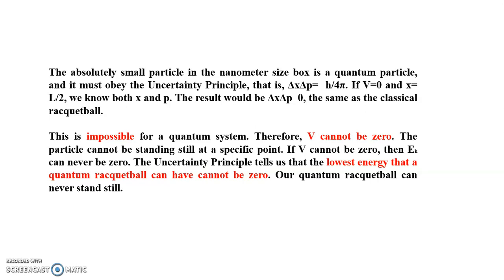Therefore, it cannot be 0. The particle cannot be standing still at a specific point. So the uncertainty principle tells us that the lowest energy that a quantum racquetball can have cannot be 0. So our quantum racquetball can never stand still.